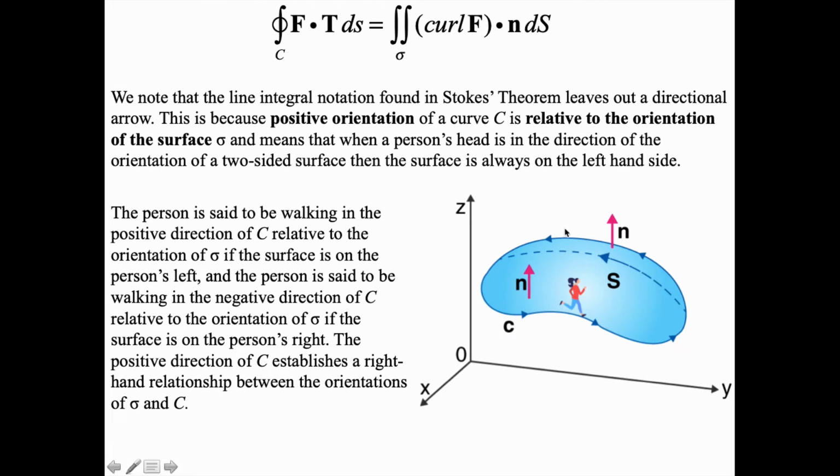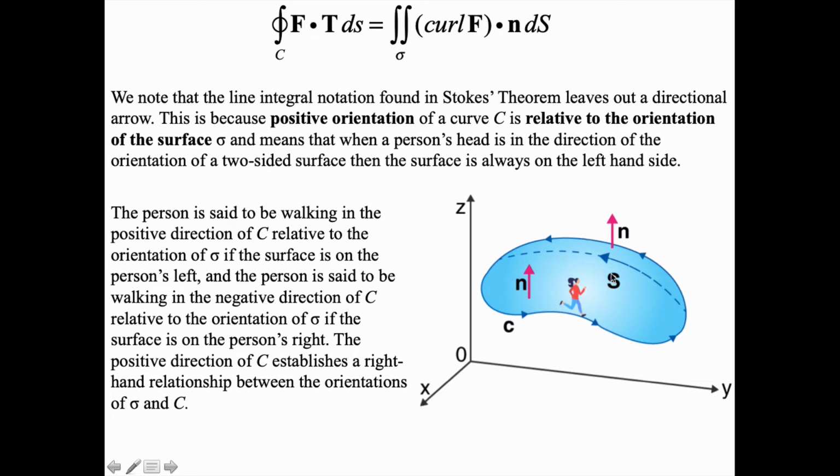First of all, you may have noted that in the line integral notation found in Stokes' theorem, usually they leave out the directional arrow. A lot of times we're used to seeing the counterclockwise arrow. And the reason is because the positive orientation of a curve C is really relative to the orientation of the surface sigma. And what does that mean when you look at a diagram in 3-space? That when a person's head is in the direction of the orientation of a two-sided surface, then the surface is always on the left-hand side. If that's the case, then we have what's called positive orientation.